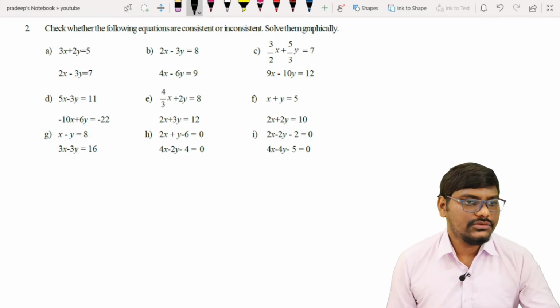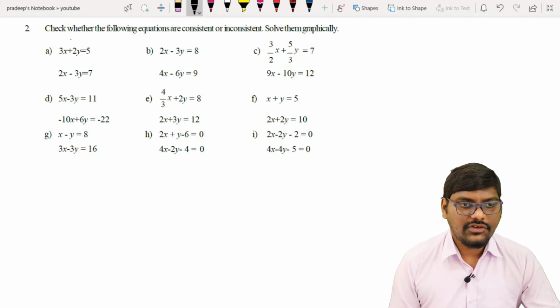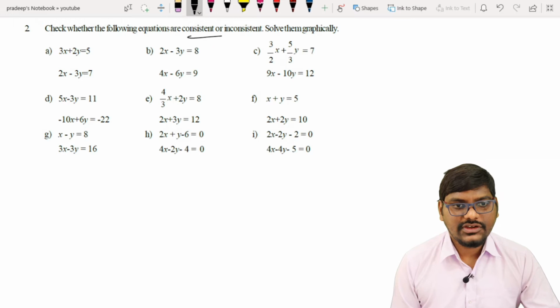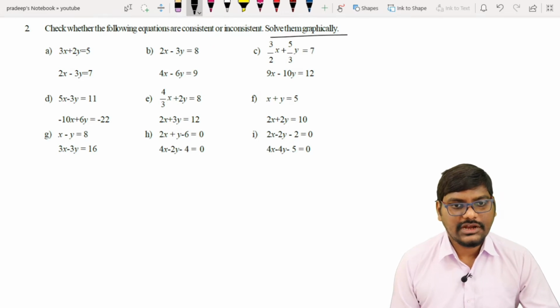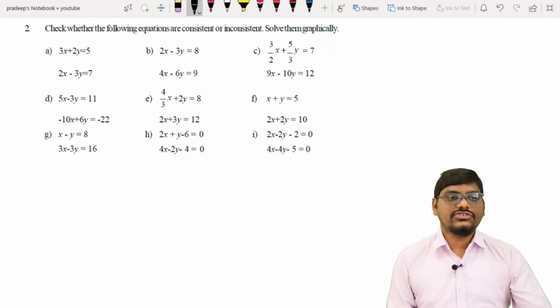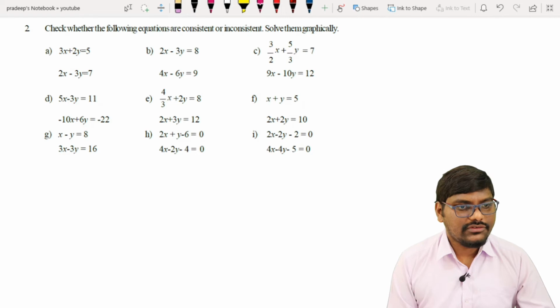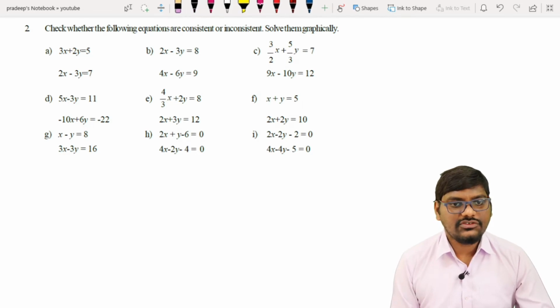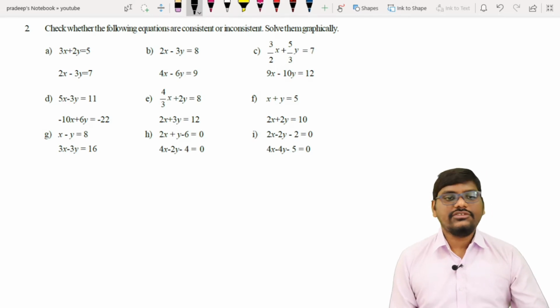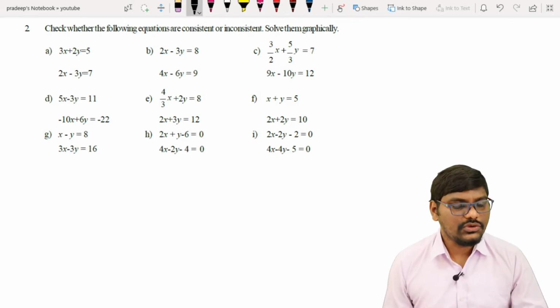Let's see question number 2. The question 2 says check whether the following equations are consistent or inconsistent. Solve them graphically. So they are asking us to see whether the given question, there are about 9 questions here, and in all these 9 questions there are two equations. So this is equation 1 and equation 2, equation 1 and equation 2, equation 1, equation 2. So in each and every question they have given 2 equations.